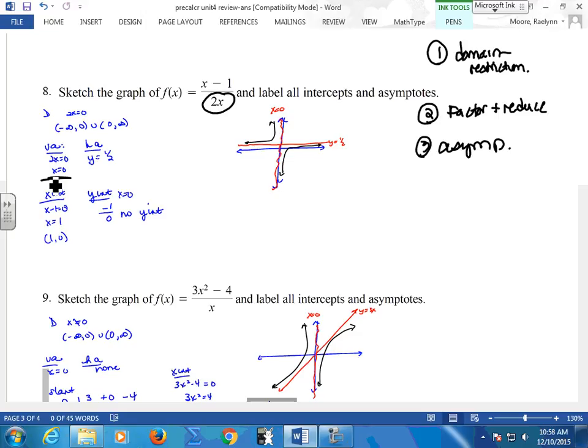Okay? Horizontal asymptote: take the highest degree in the numerator and the highest degree in the denominator. If they're the same, then you're going to make a ratio here. So a horizontal asymptote is a line. It needs to say y equals. So this gave us y equals 1/2. Don't give me 1/2. It's a line that says y equals 1/2.